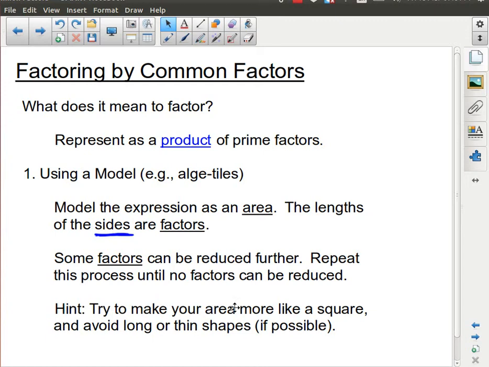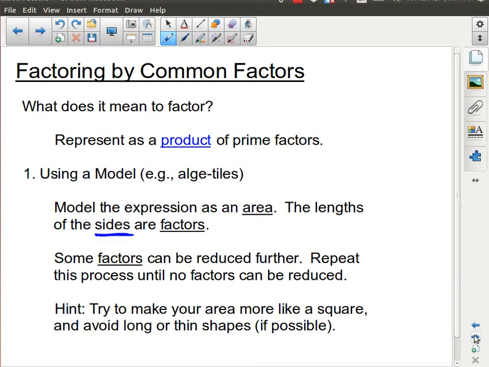And when you're working with algebra tiles, one of the things you can do to reduce your chances of having to repeat the process some more is make your shape as square as possible as opposed to long, thin shapes. So when you're putting something together with your algebra tiles, if this is the area, try to make your area squarish as opposed to some big, long, thin area. Sometimes that might be the only option you have available, but I just want you to keep that in mind. You want to make it more square and less long and thin.